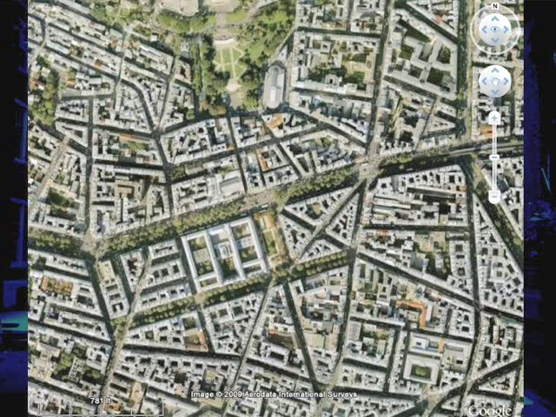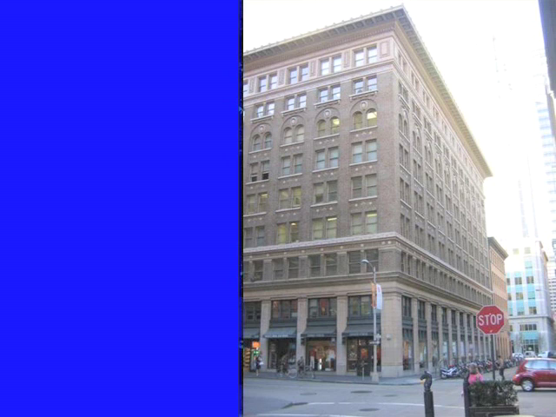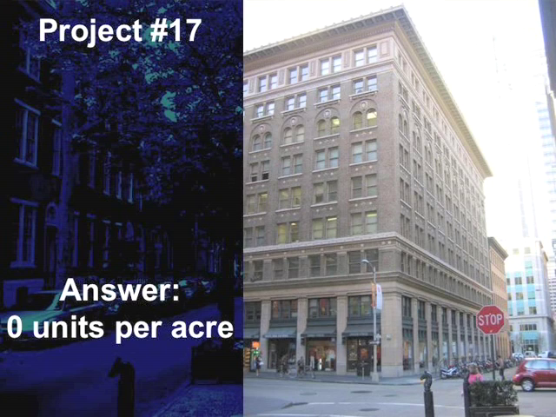Last one, project 17. This is San Francisco. 0, office building. Tall does not mean high residential density. Trick question.